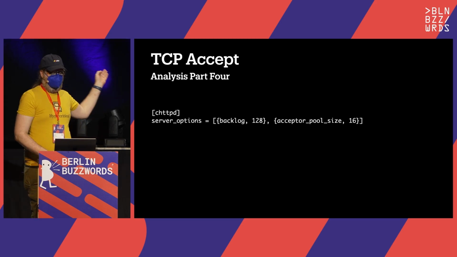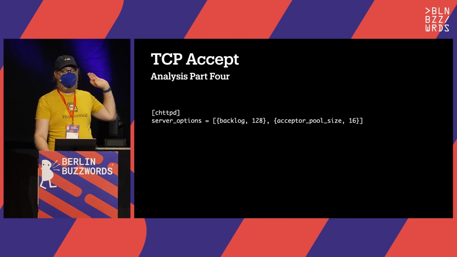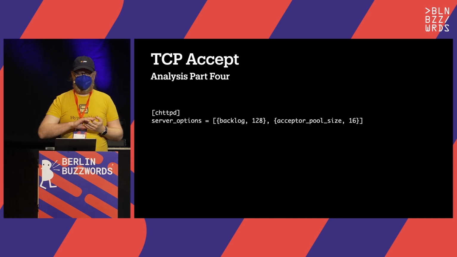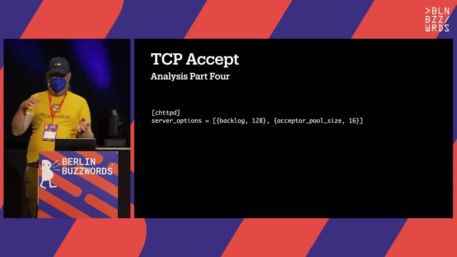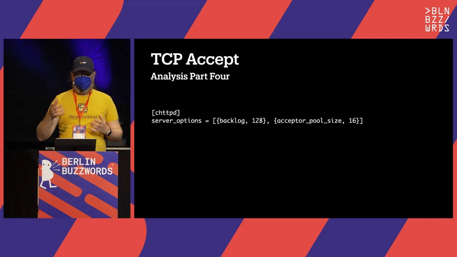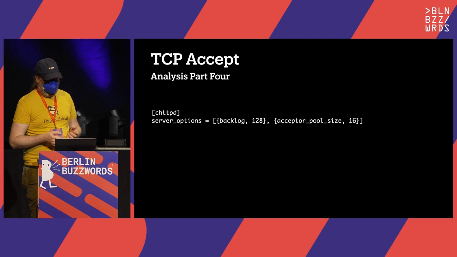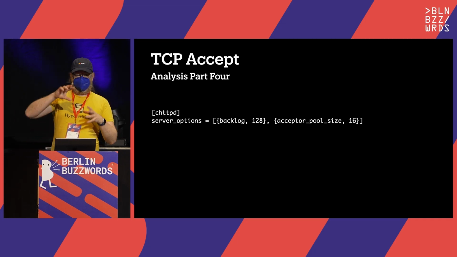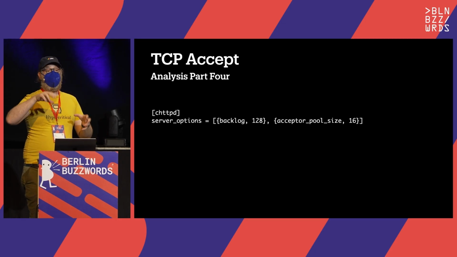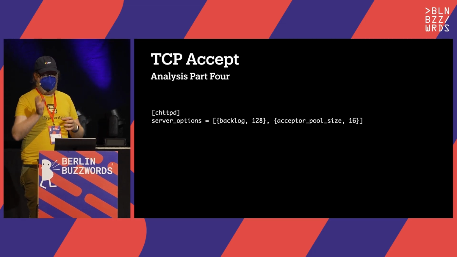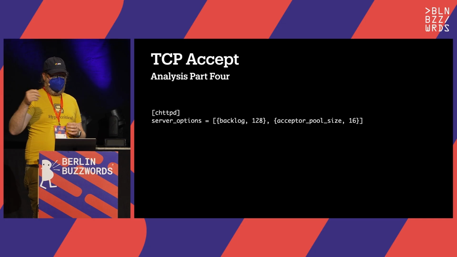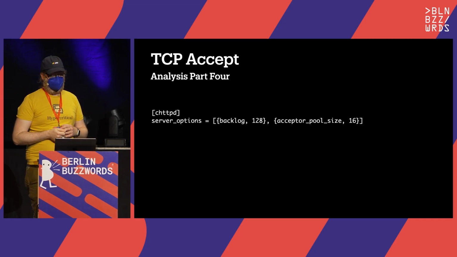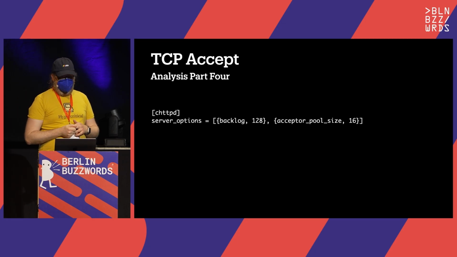The other setting, however, is accepted pool size. This is a MochiWeb setting that defines the number of Erlang processes, remember they're lightweight, that can handle the accepting of new requests. The default is 16. That means there are 16 processes that can use at most 16 CPUs, out of the hundreds we have per node, to accept new TCP connections that are coming in one at a time.